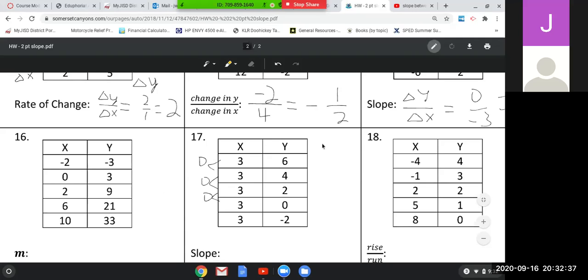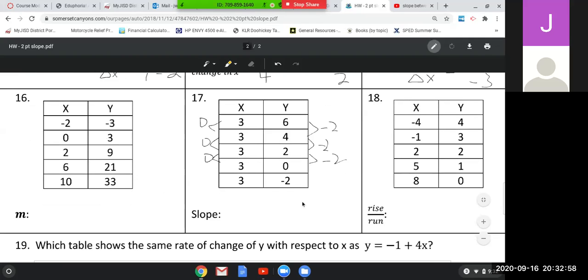Well, let's see what's happening here with our y values. To go to 6 from 4, that's a decrease. So I would have to take 2 away from 6 to get 4. And to go from 4 to 2, I'd have to take away 2. To go from 2 to 0, I'd have to take away 2. And that's enough. This is my delta y right here. This is delta y. This is delta x.